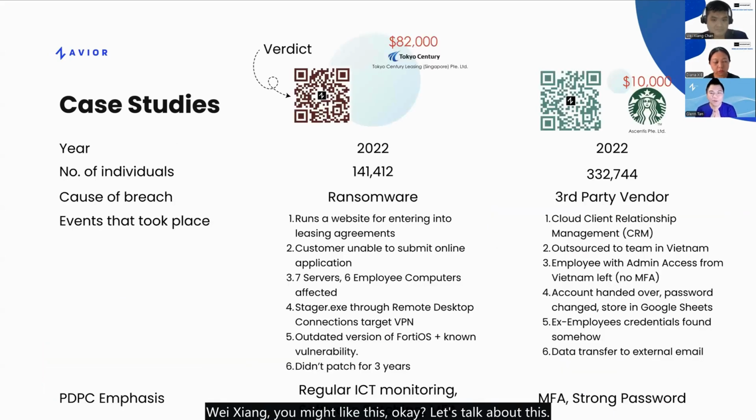Okay, so let's talk about this. This is actually a two-company comparison. People always ask me, how would they penalize or put things in perspective? So I put two examples here. One is Starbucks. Everyone knows Starbucks, right? They run a loyalty program, and they got fined 10,000. On the other side is a car leasing company, fined 82,000. Very interesting, right? Why did this other company get fined 82,000 while Starbucks only got 10,000?